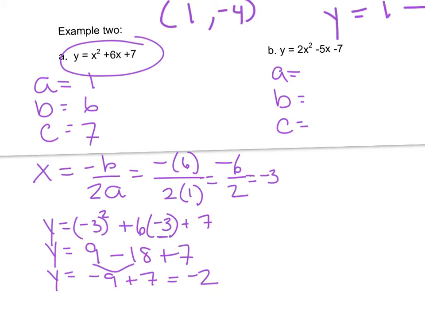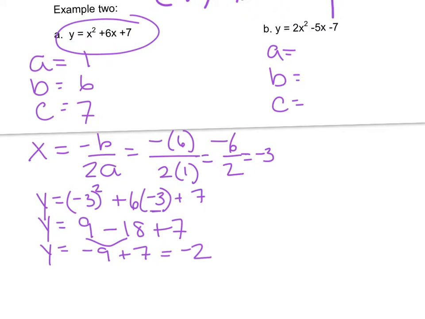I use these two values I just found, and now I'm going to write my ordered pair, which is going to end up being negative 3, negative 2. All right, and we're going to slowly work up to being able to do all of these steps. But on a quiz, this is what you're going to have to know how to do.